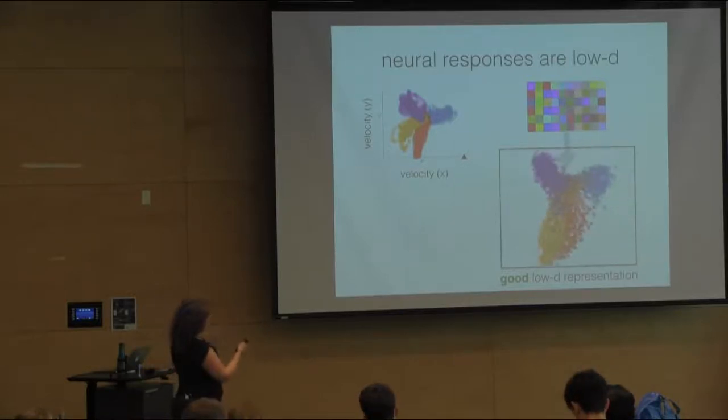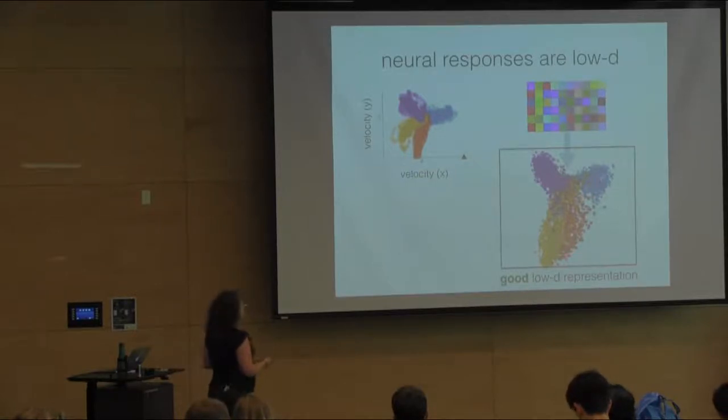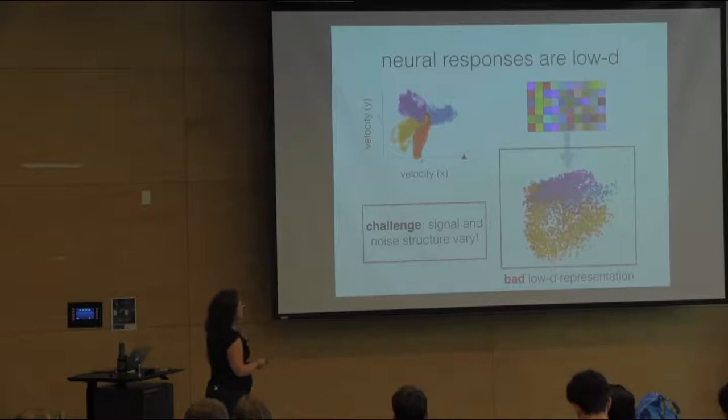Okay, and then I rotated it. So in this case, you can see more clearly that all these different reaches, this is neural activity that's been embedded in 2D, even through this high amount of dimensionality reduction, we see basically the same shape of these movements in the neural activity patterns. But what happens in general is that if you just apply PCA off the shelf, this doesn't often come out so well.